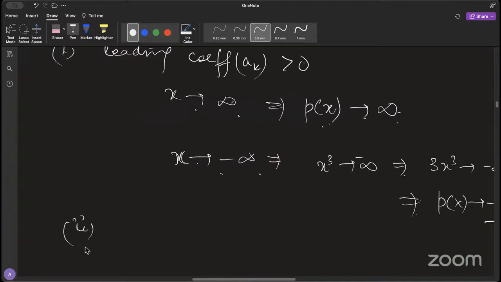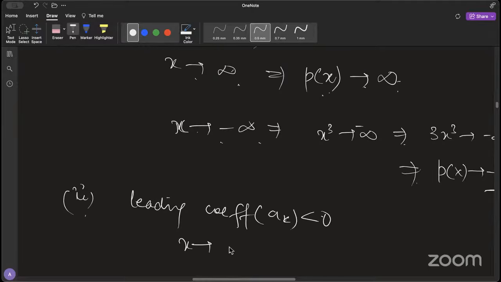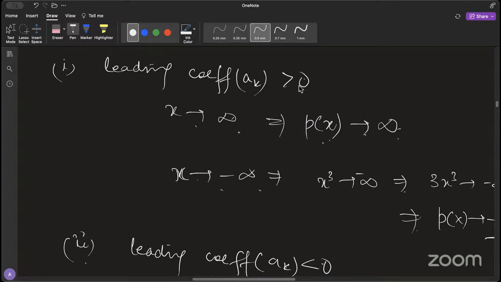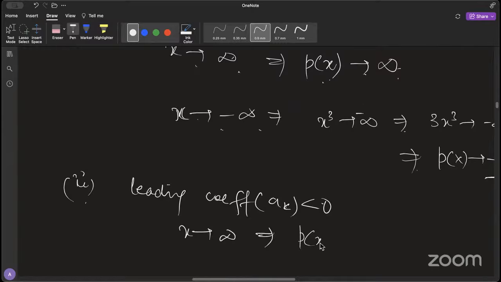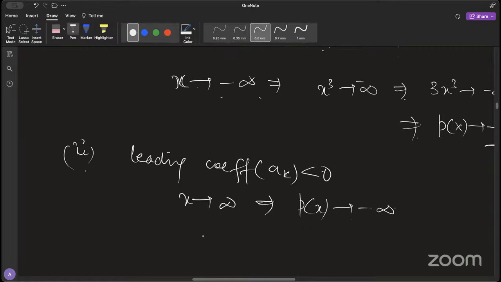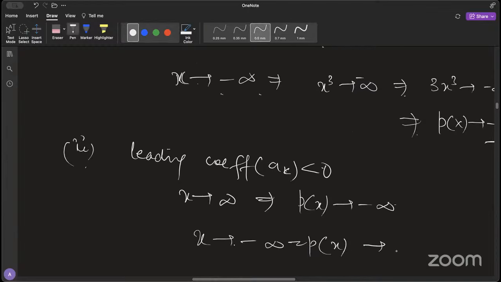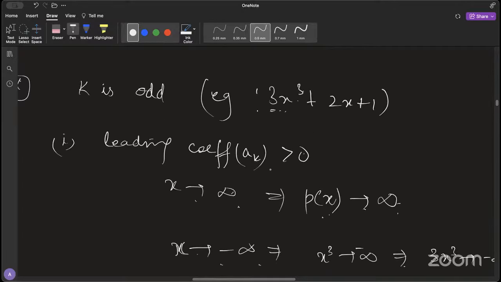And for leading coefficient less than 0, the opposite of this happens. You can just change the signs here. If leading coefficient a_k is less than 0, then as x tends to infinity, if a_k was positive this was going to infinity, now if it is negative, it should go to minus infinity, right? And if x goes to minus infinity, p(x) should go to infinity. This one goes to minus infinity, so this should go to infinity. Is this clear to everyone? The relation between leading coefficient, degree, and end-term behavior.